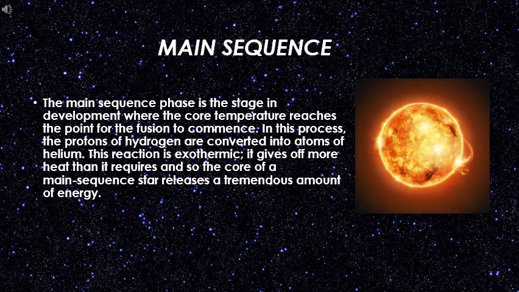Next is the main sequence phase. The main sequence phase is the stage in development where the core temperature reaches the point for fusion to commence. In this process, the protons of hydrogen are converted into atoms of helium. This reaction is exothermic. It gives off more heat than it requires, and so the core of a main sequence star releases a tremendous amount of energy.